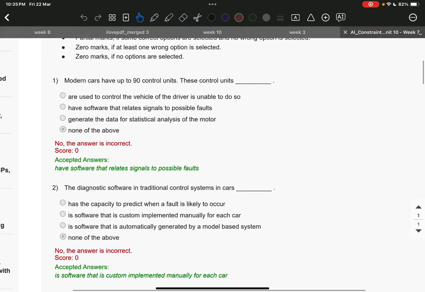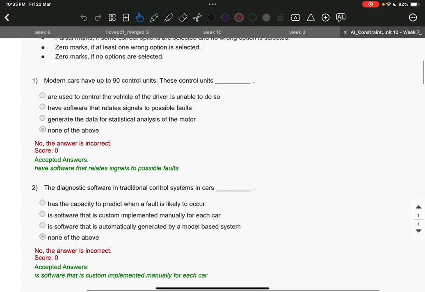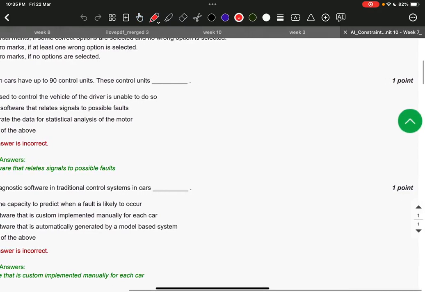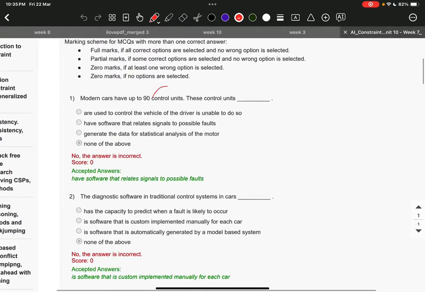Okay, so the first question: modern cars have up to 90 control units. What is a control unit? First you should know what a control unit is. Control units are the brain. These control units have software that relates signals to possible faults. Because suppose you have a pain, your brain signals where the pain is coming from. It is the same thing over here.